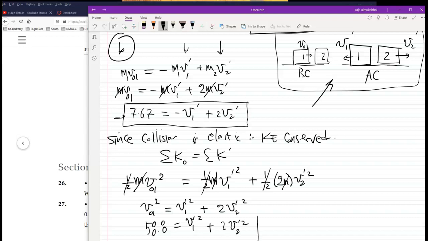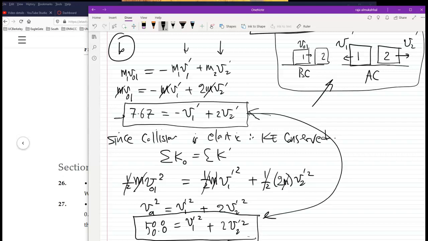So I have this equation and this equation. Now I have two equations with two unknowns. But believe me, they don't look pretty. It's going to take you another page or page and a half of calculation to get that V1 prime and V2 prime. Why? Because they're squared. You can use the method of substitution, that's fine, but it's going to take you a while.